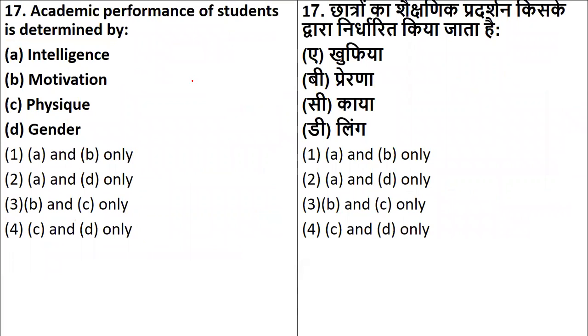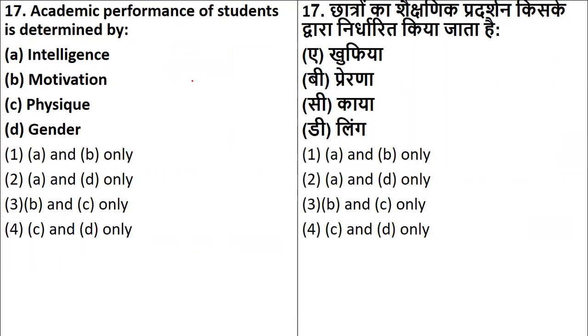Now, academic performance of students is determined by what? So when we have academic performance of the students, on what factors is it determined? Whether it is determined on intelligence, motivation, physics, or gender. So what are the parameters on which the academic performance of the students is determined? Is it intelligence? Is it motivation? Is it physics? Or is it gender?